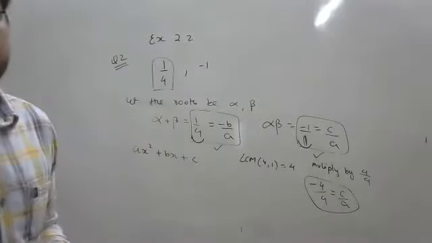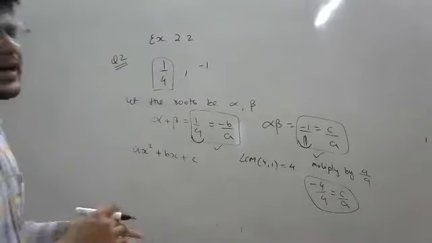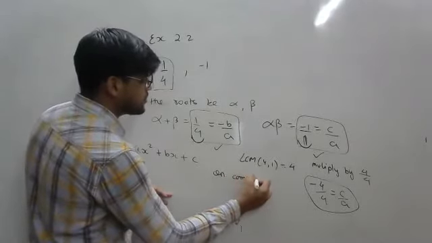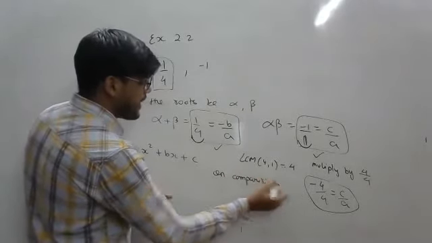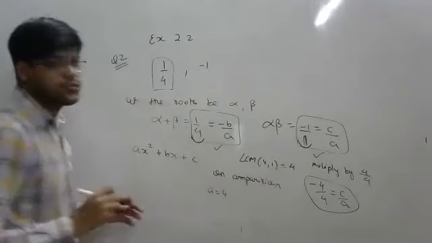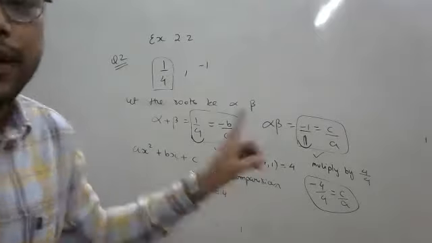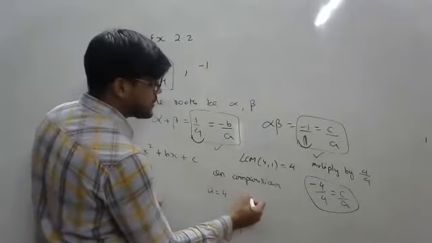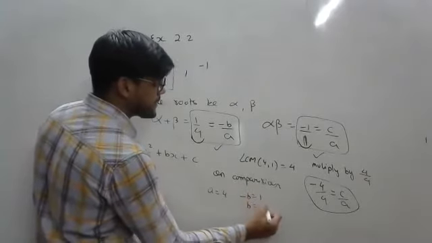Minus 4 by 4. And here we have 1 by 4. Now you can directly compare. On comparison, we can say value of A would be 4. Value of B, now here students make a mistake. Please understand, they have provided minus B as 1. Minus B is 1. That means B will be minus 1.